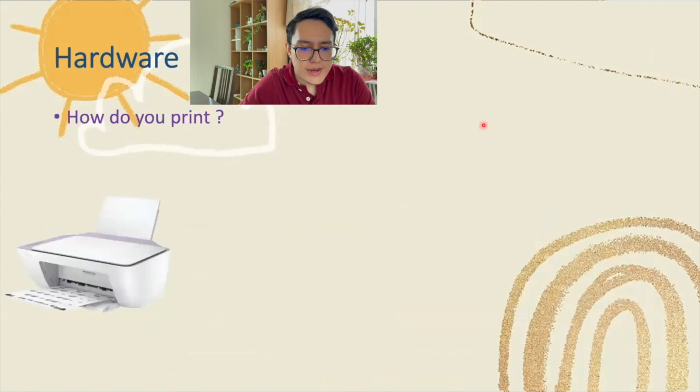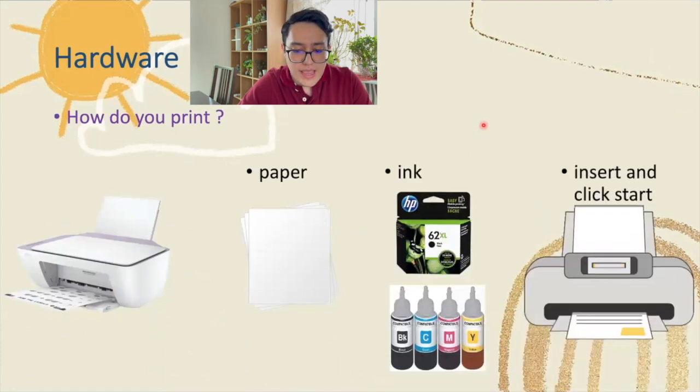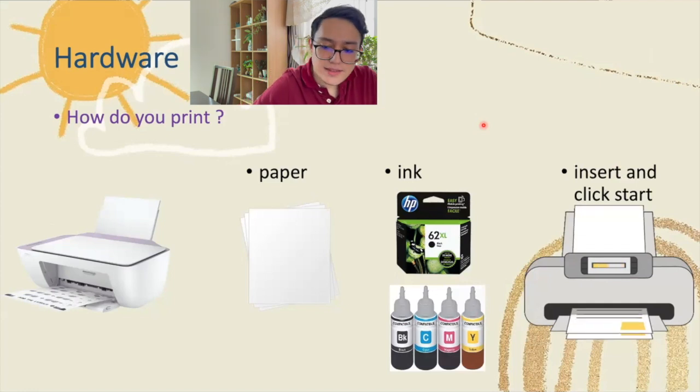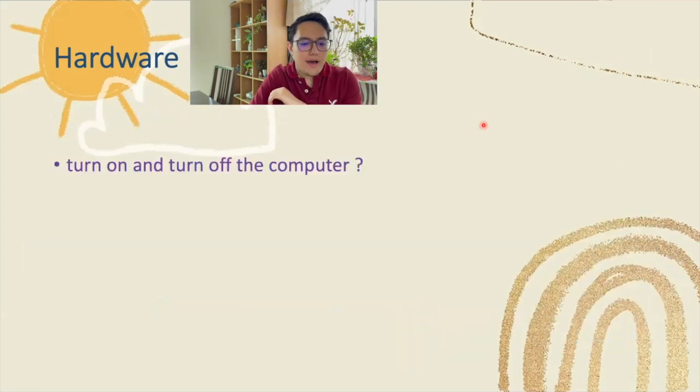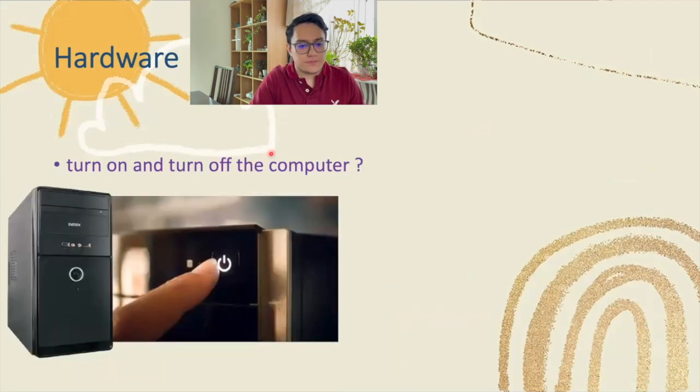How do you print? So first, you need a printer. Second, you need a paper, some papers, and some ink. And then you just insert it and click start. Next, we have how to turn on or turn off the computer.